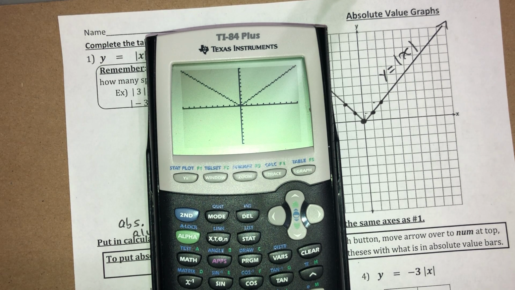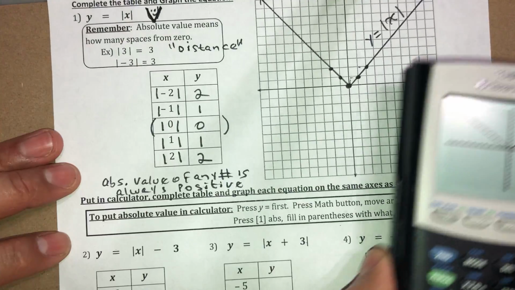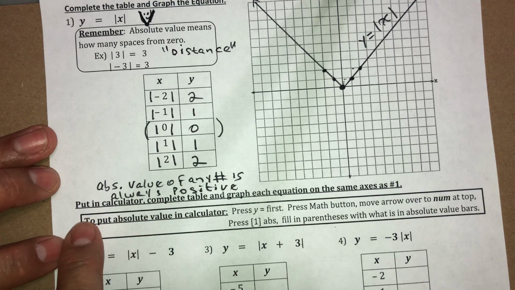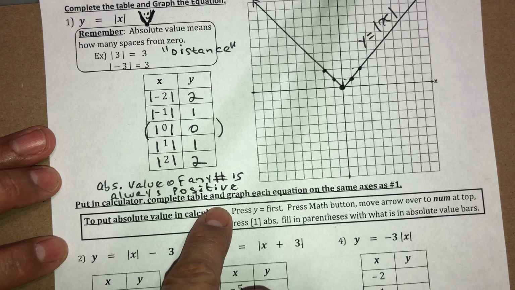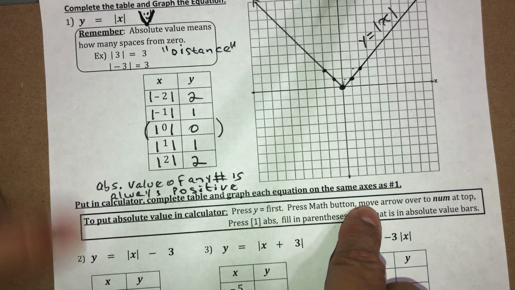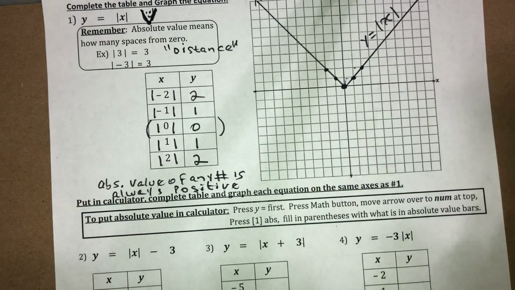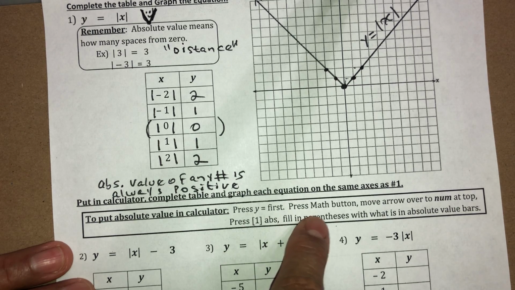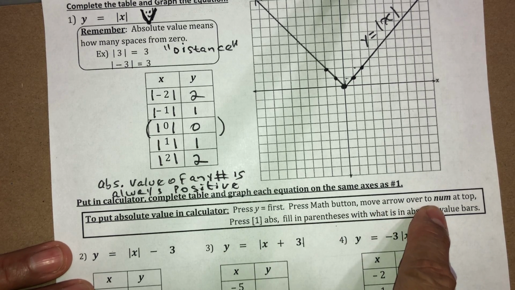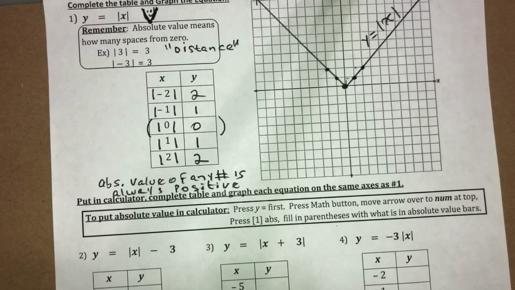Now we're going to do transformations, because it's exactly the same thing as parabolas. So if I keep reading my instructions, it says to put in the calculator all these ones right here. Look, put in the calculator, complete the table and graph each equation on the same axis as number 1. What it's saying is we're going to graph all these 3 in the same plane, so we can see the transformations, what's happening. And you see what I said before? This is the instruction. You're going to go to Y first, right? Math, move the arrow to num or tab, right? Press 1 and fill in the parentheses with what is inside.